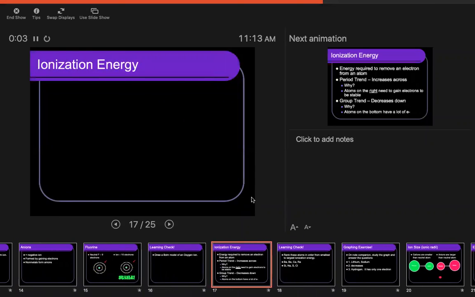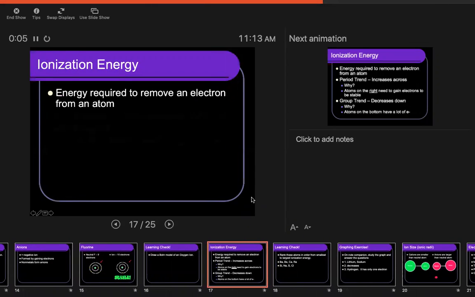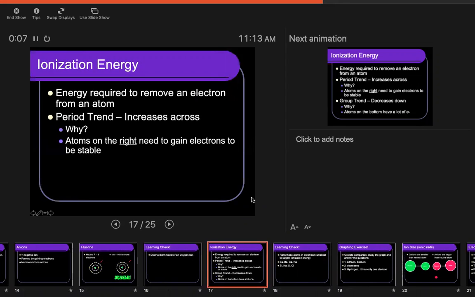Okay, so ionization energy is the energy required to remove an electron. If we examine a period on the periodic table, those are the rows. We read them from left to right, just like we read the pages of a book. We're going to notice that ionization energy is going to increase as we move from left to right. So something on the left side is going to have a low ionization energy, and an element on the right side of the table is going to have a high ionization energy.